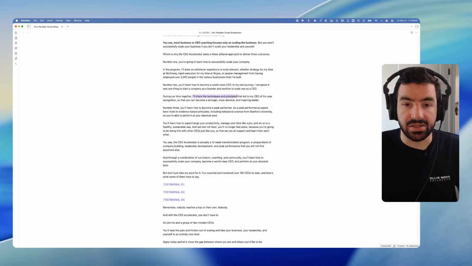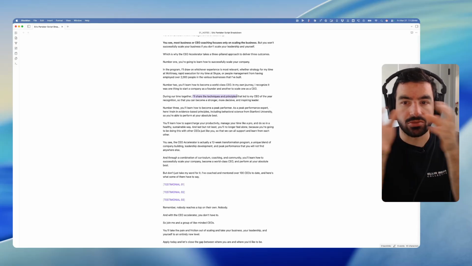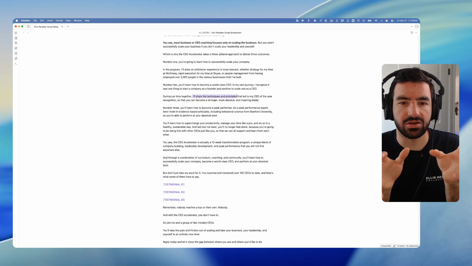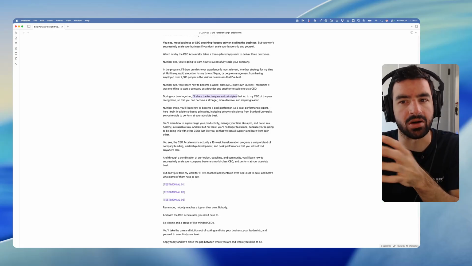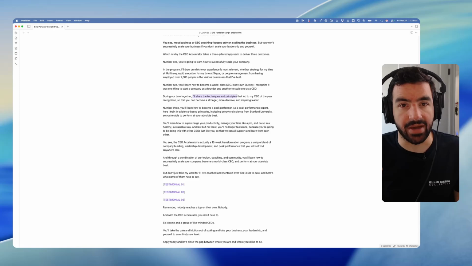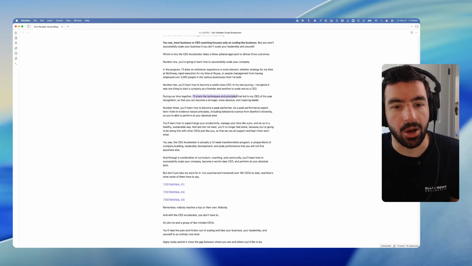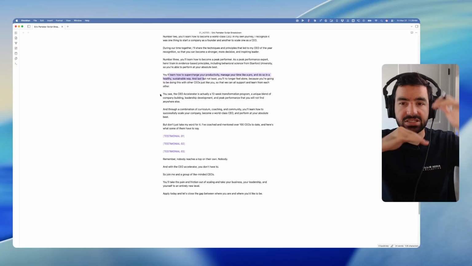So what you're looking at here is feature, benefit, but kind of swapped. He's telling you what the transformation is going to be: scale your company, become a world-class CEO, and then how he's going to do that, which is his feature essentially. His experience is how he's going to help you get there.